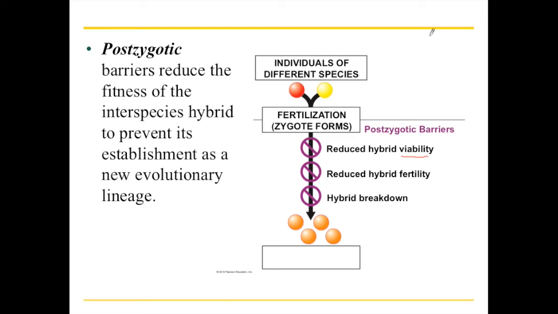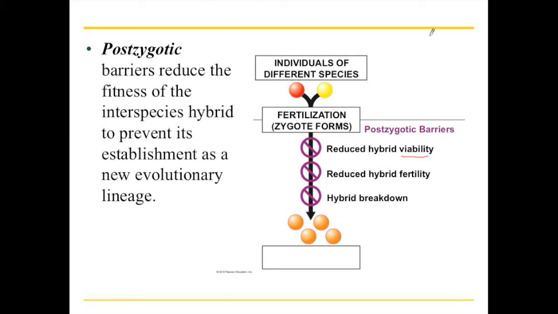So whatever the offspring is, it's just not able to survive. Secondly, you can have reduced hybrid fertility. That means that even though you end up with a hybrid and it's an organism and the organism survives, it is not an organism that can itself produce new offspring. And that's reduced hybrid fertility. And then lastly, you may end up with something called hybrid breakdown.